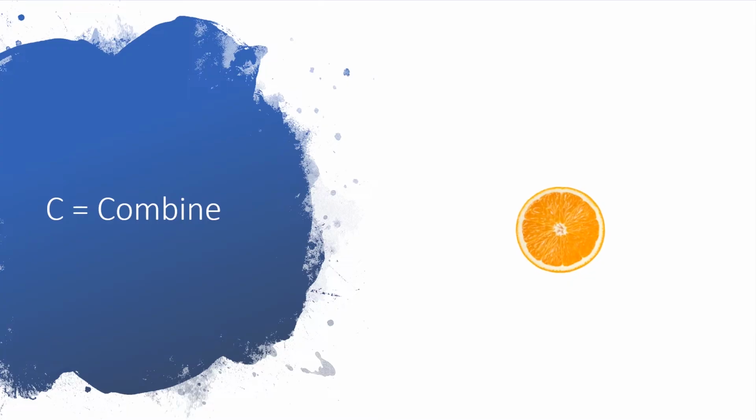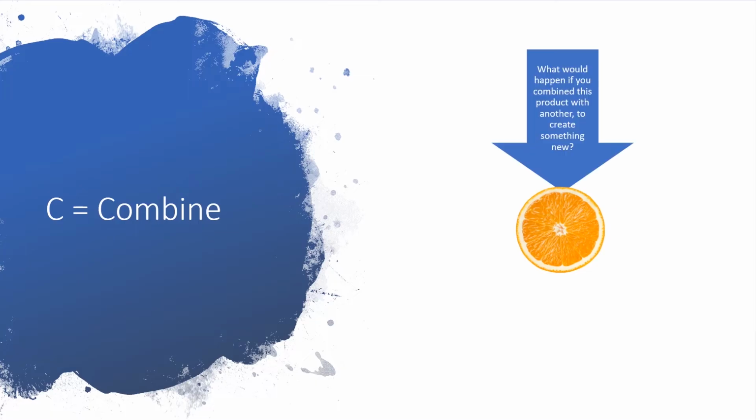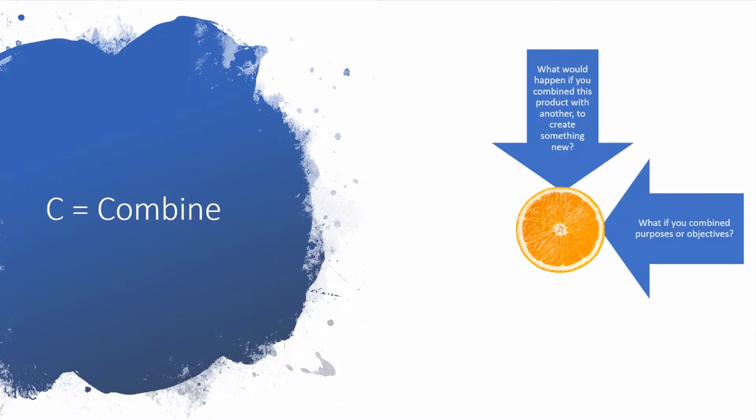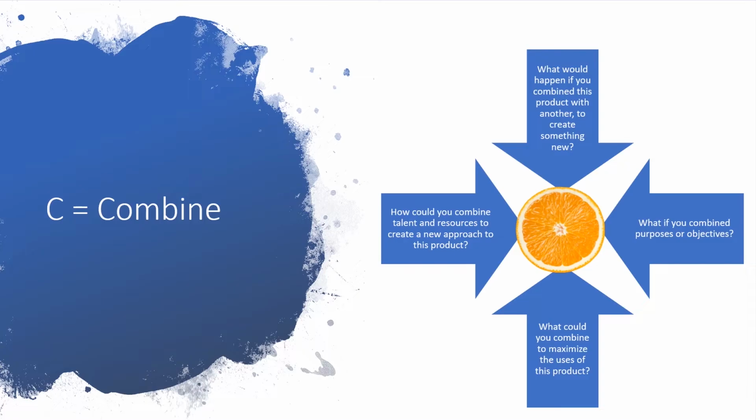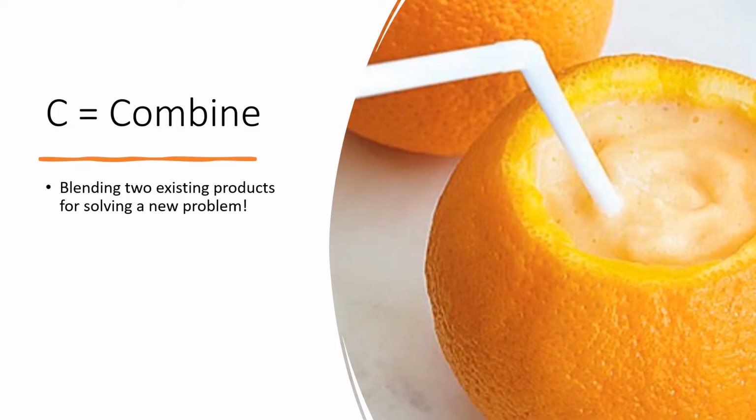The next technique within the Scamper model is combine. Combine is a process of combining unrelated ideas to create something new. Here we need to consider the following questions. What would happen if you combine this product with another one to create something completely new? What if you combine purposes or objectives? What could you combine to maximize the uses of this product? How could you combine talent and resources to create a new approach to this product?